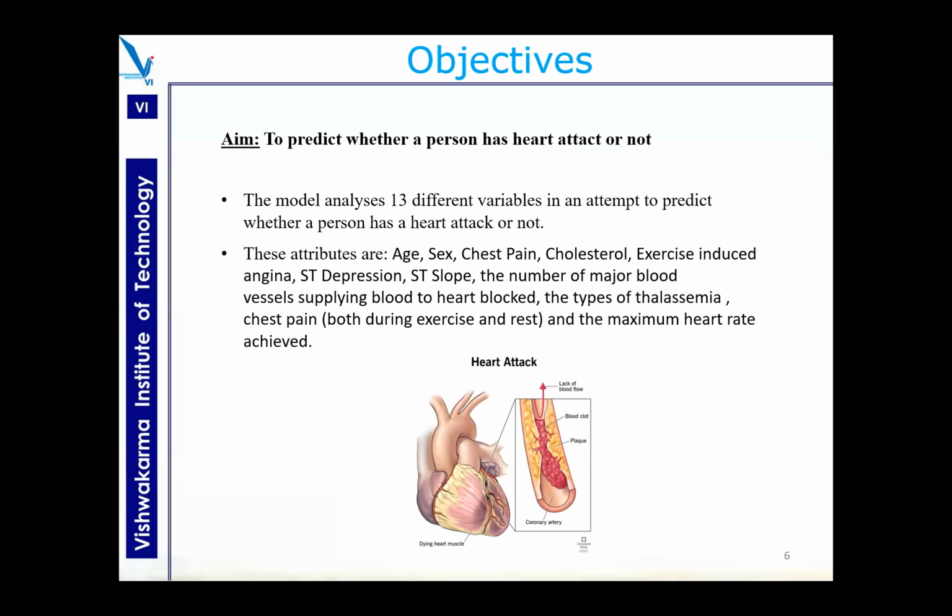The next is the objective of this project. The objective was to predict whether a person had a heart attack or not. We had chosen this topic specifically because heart attack covers a variety of diseases which can be related to the heart, because there are a lot of conditions that take place when a heart attack happens. In this model, we use 13 different variables in an attempt to predict this, and these attributes are mentioned on the screen, as you can see.